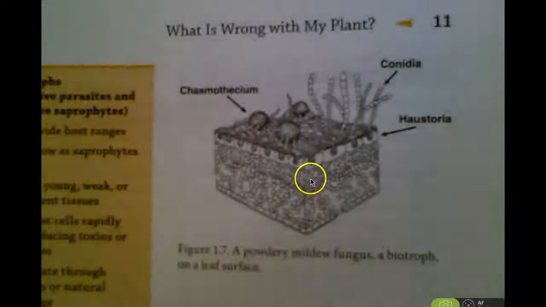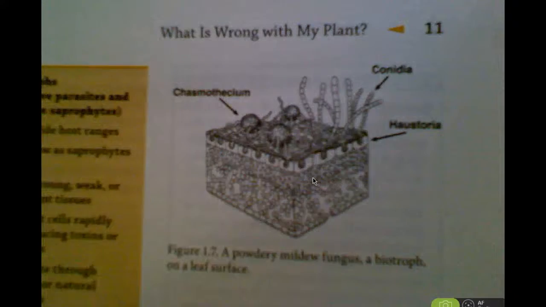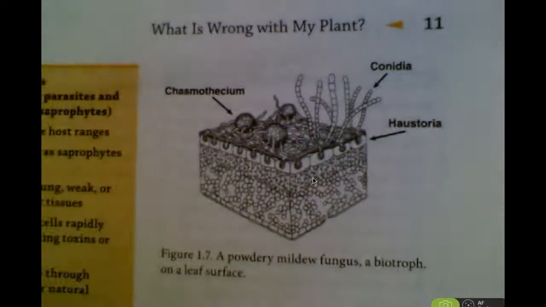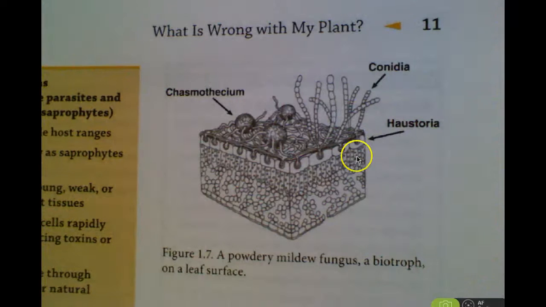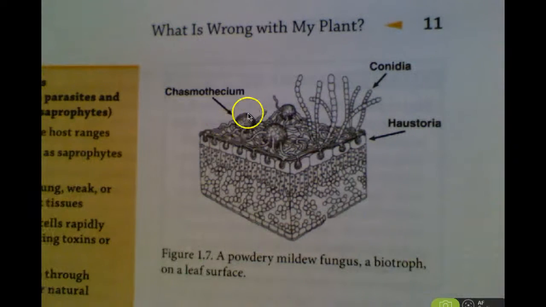And if we look at that, here's powdery mildew on a plant. And you can see that it's actually affecting the leaf surface. So it actually, the haustoria will puncture through into the stomata of the leaf surface. So they can actually, then their conidia grow up out of here and release their spores. And the chasmothecium is where we have our spores being produced as well. So just a general thing.